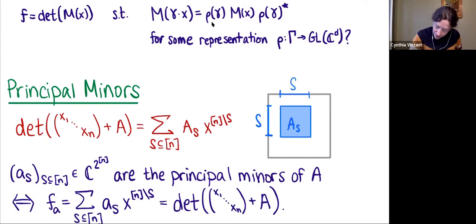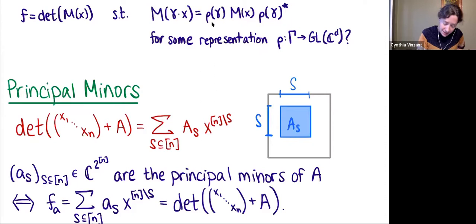So first off, what's a principal minor? If I have a square matrix, now my matrices are going to be n by n. A principal minor I get by taking a subset of any size of the rows and the exact same subset of the columns, and then taking the determinant of the corresponding principal submatrix of my matrix A. And I write A sub S for the determinant of that submatrix. And one can pick off the principal minors as actually the coefficients of a determinantal polynomial. So that's the connection of the day.